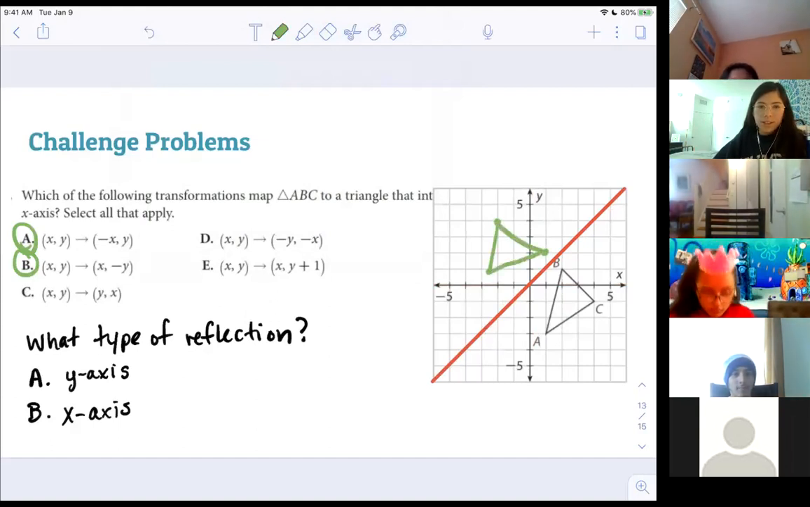Does that touch the x-axis? No, it does not. It does not touch the x-axis. Okay, so we found the first one that's not correct. We're almost there, 2 more.